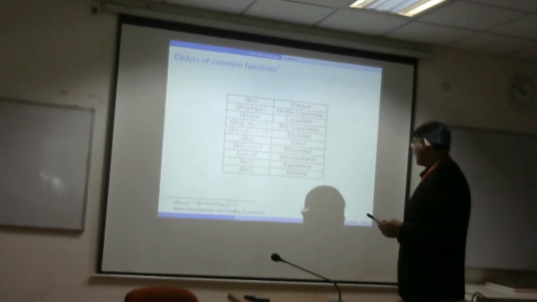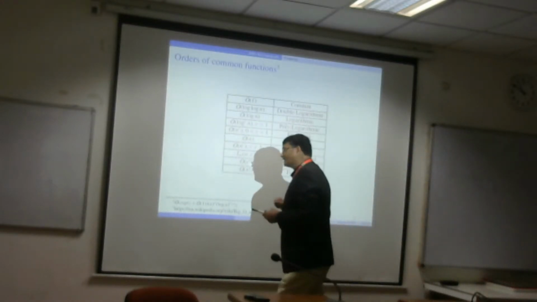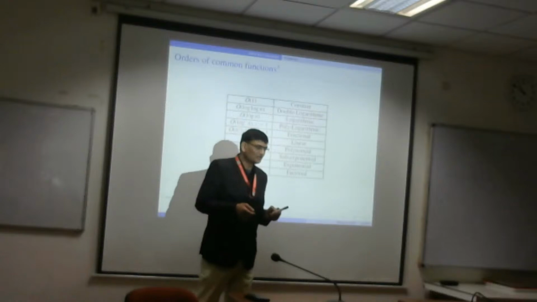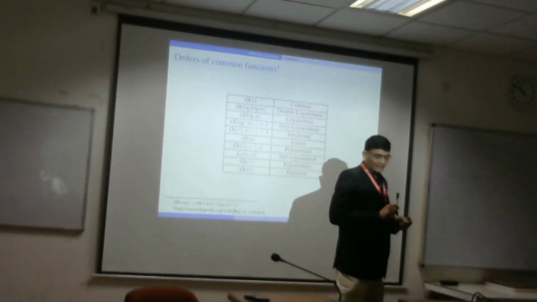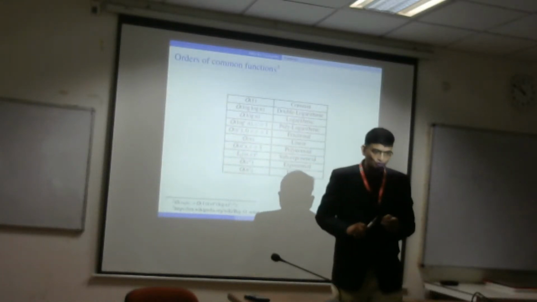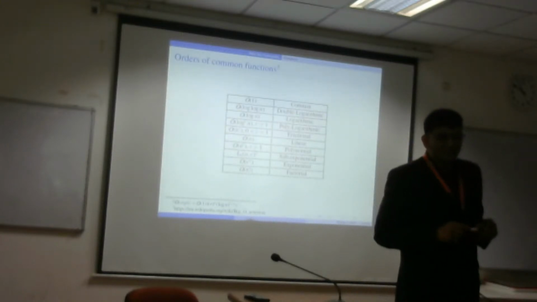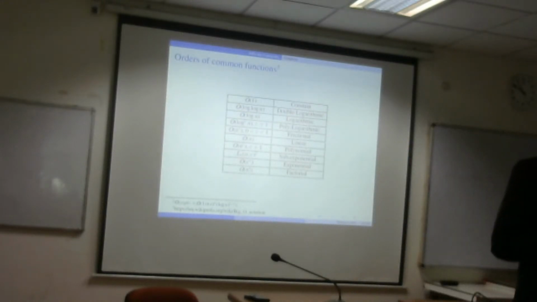Okay, now I am coming to something important, because we are doing a lot of computation on computers. Suppose you are using a 1 GHz computer. What is the meaning of that? How many operations can it perform?